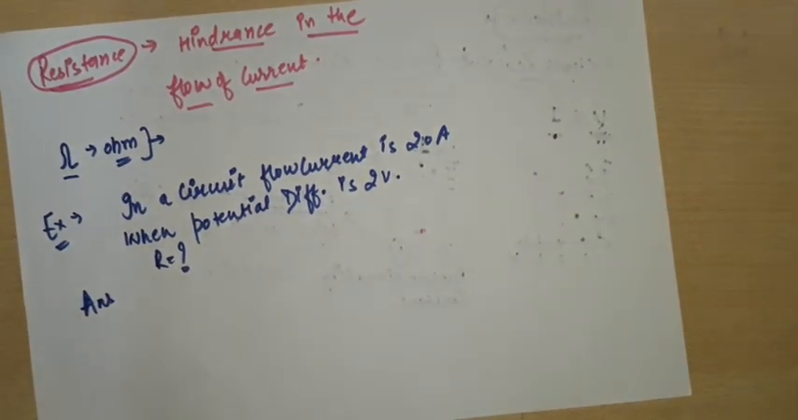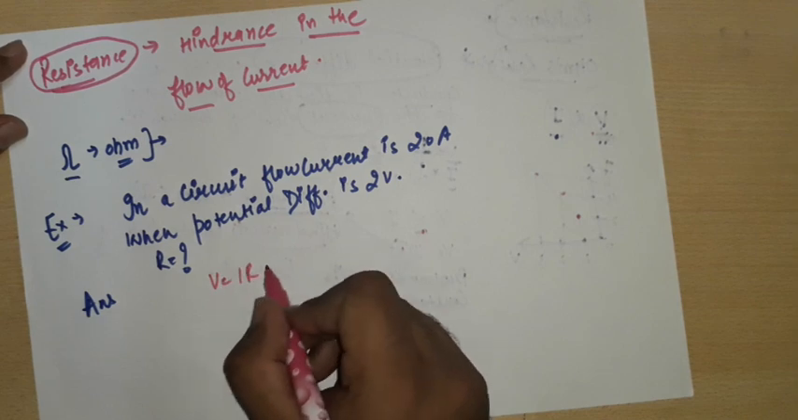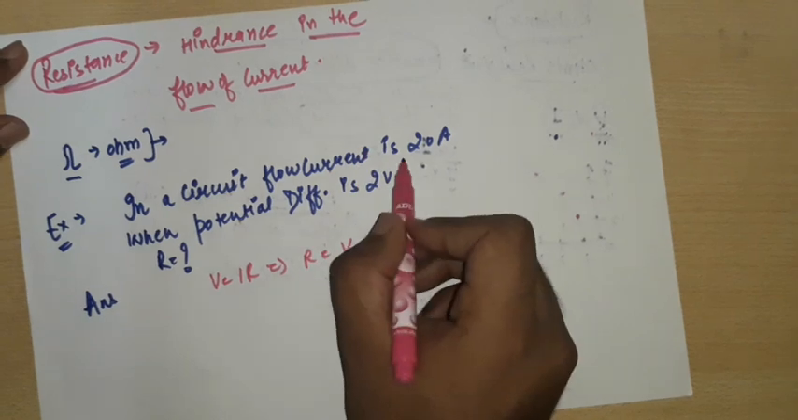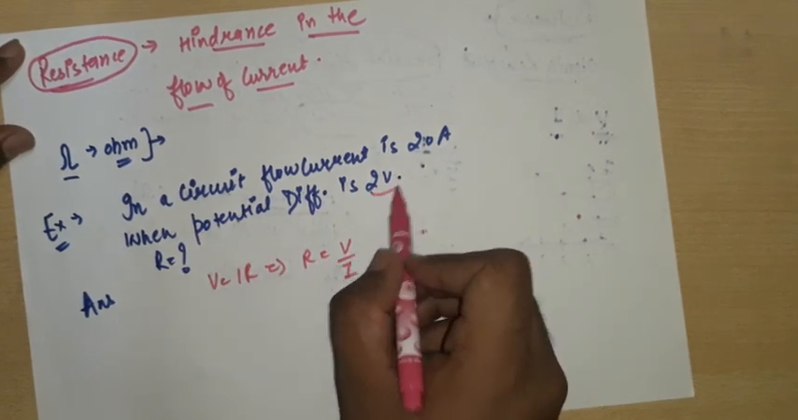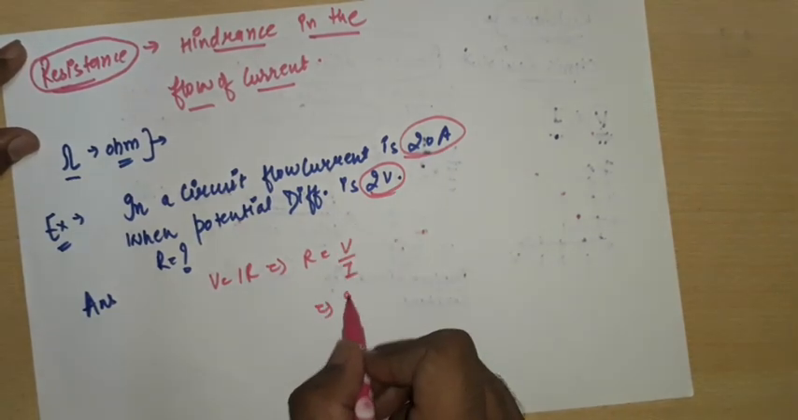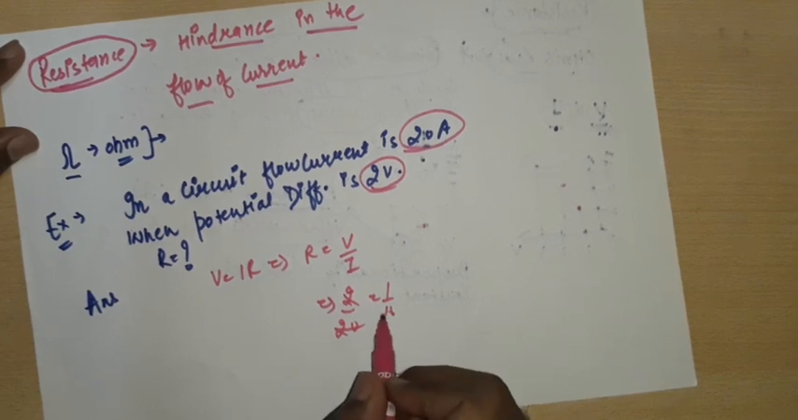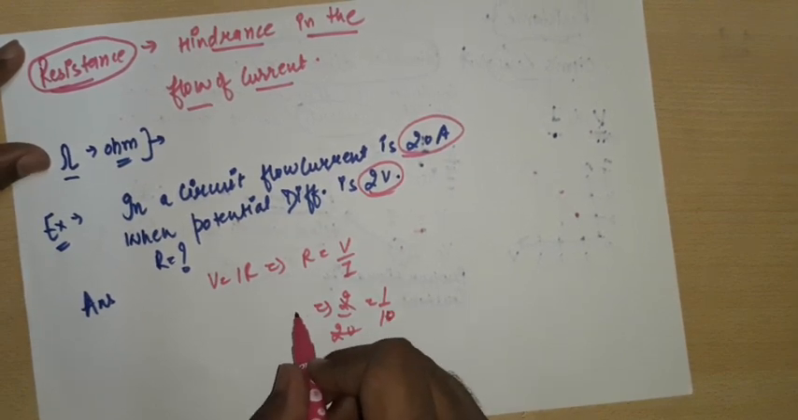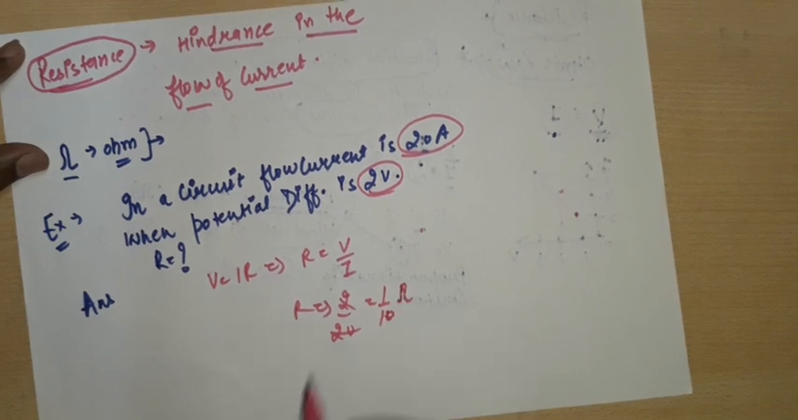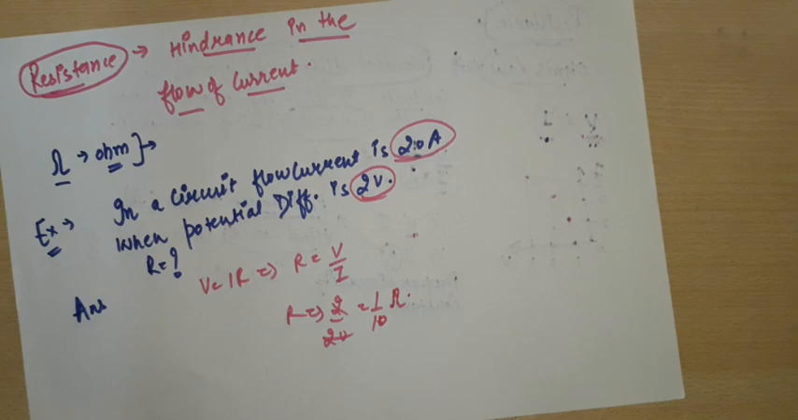As we already know, the formula is V equals IR. If we have to calculate R, then we put V upon I. So what is V over here? V is 2 volts and I is 20 ampere. So we directly put 2 upon 20 and the value becomes 1 by 10. So resistance is 1 by 10 ohms. Alright, in the next class we will study more about this resistance.